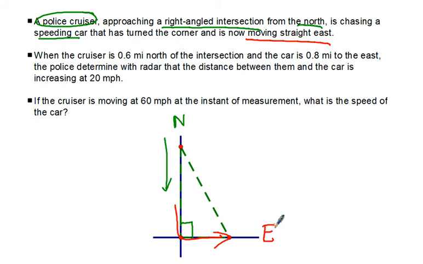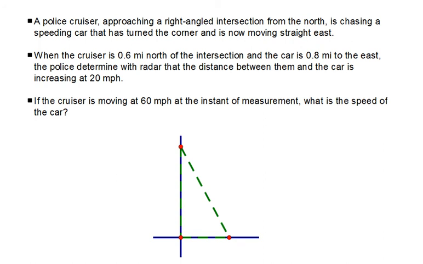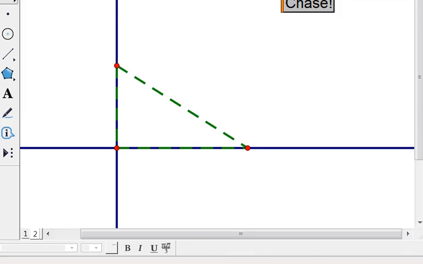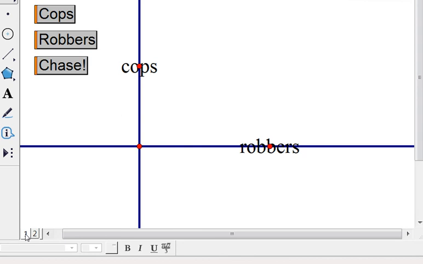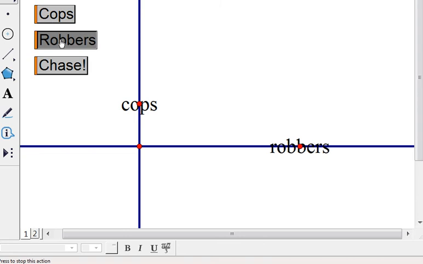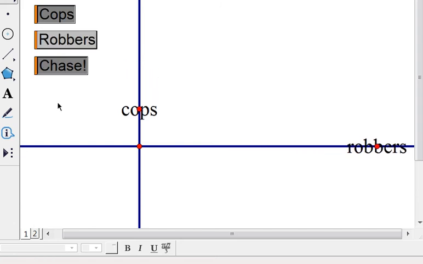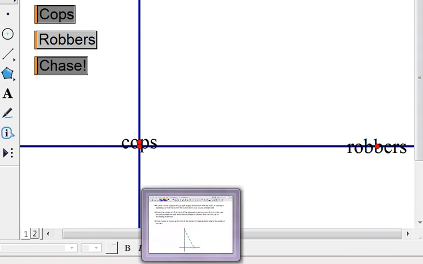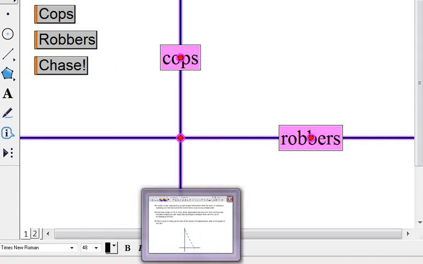To really help you understand, let's visualize this dynamically so we can see things in motion. The cop car is headed towards the intersection, like that. The robbers are headed away from the intersection like that. But the real action is to visualize these things simultaneously, and the chase is on. That's what's going on with the scenario.